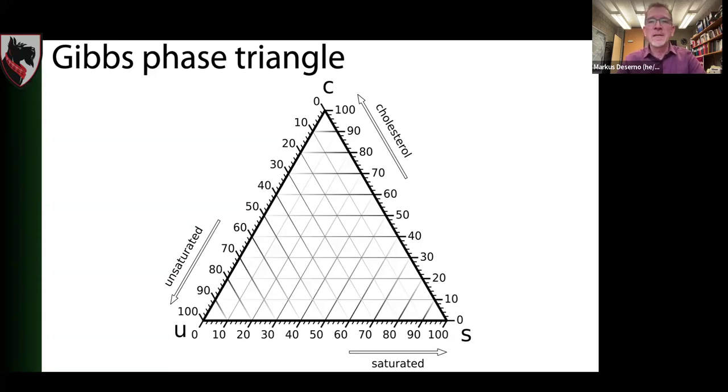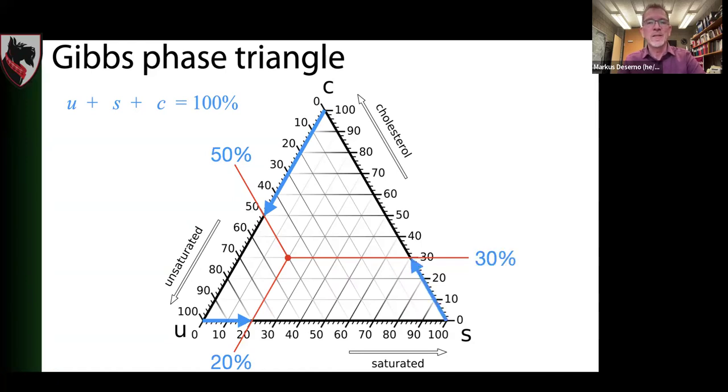These 3 components make up the whole membrane, so their percentages have to add up to 100%. That constraint means that we don't actually have 3 degrees of freedom. We only have 2, which is why we can plot it in a 2-dimensional phase space. The way this is plotted is you pick, let's say, a point in here, then you draw these 3 lines, and where these lines hit the axis, you can say we have about 50% along the unsaturated axis, 20% along the saturated axis, and 30% along cholesterol.